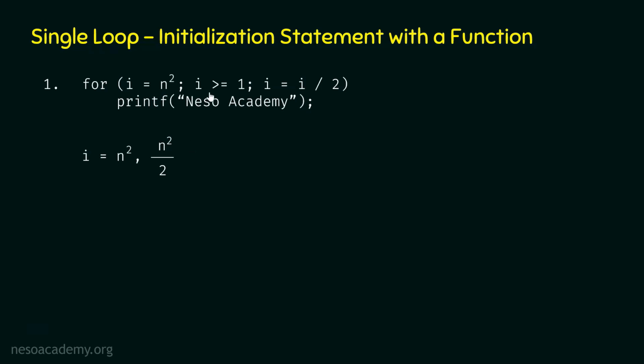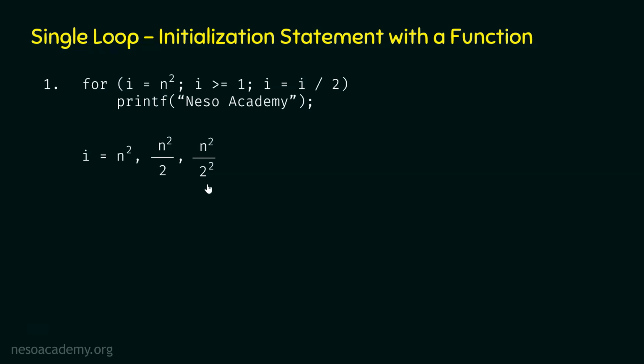Then after this, n square by 2 is compared with 1. Can we say n square by 2 is greater than or equal to 1? Let's assume n square by 2 is greater than 1. Therefore, this condition is true and hence the printf function will be executed. After this, the update statement will execute. Again, we need to divide I by 2. This time we will get n square by 4 because after dividing n square by 2 by 2, we will get n square by 4 as the result. And how do we write 4? We can write 4 as 2 power 2. So the third value of I is n square by 2 square.